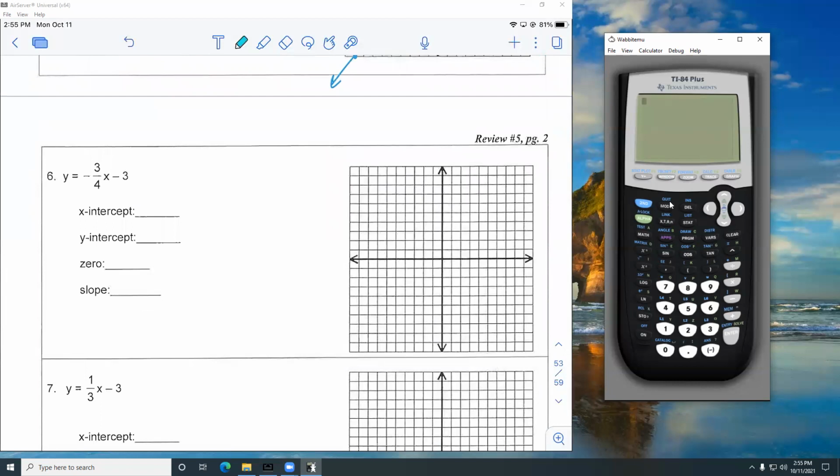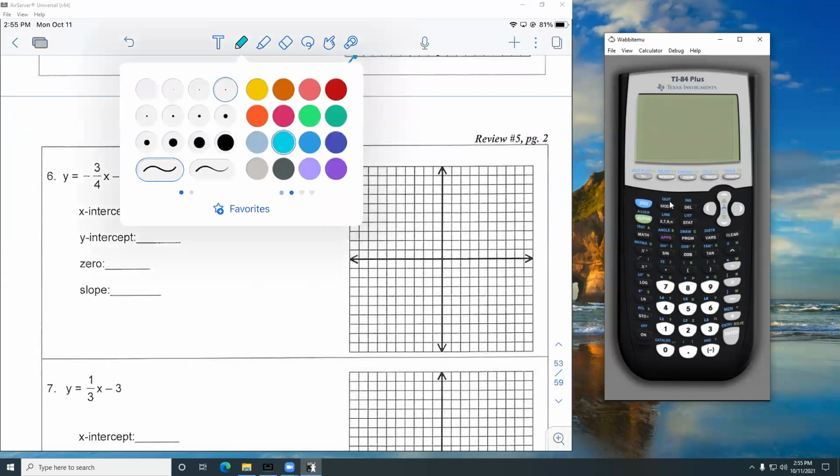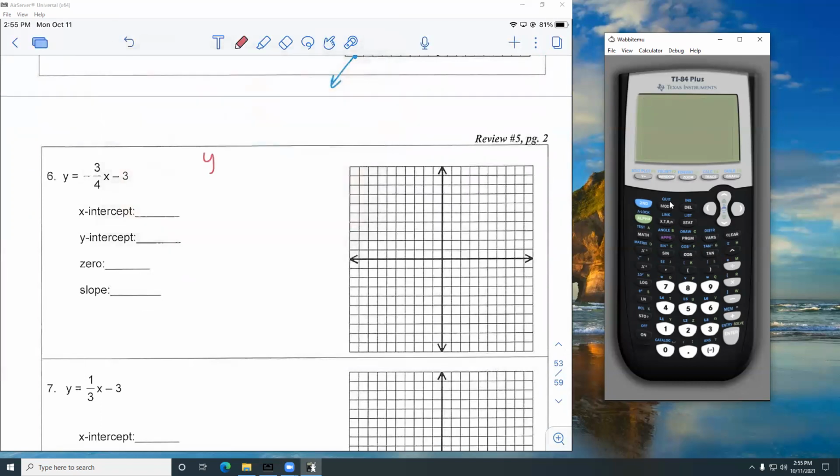All right, number 6, the exact same thing. I'm still in y equals mx plus b form, so I'm in good shape because I know my slope is right there next to the x. That would be -3 over 4. Since it's negative now, I'm going to be going down 3, right 4 each time. And I know that my b is my y-intercept, which is -3. It's negative now, so my y-intercept is at the point 0, -3.